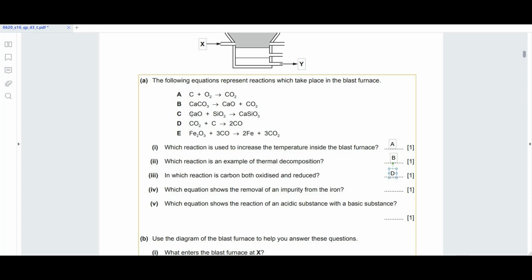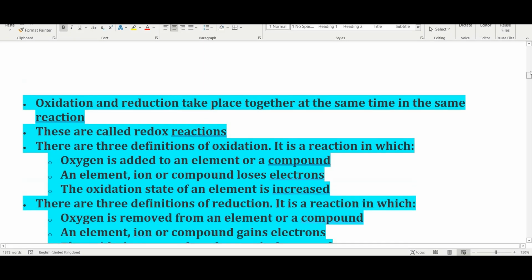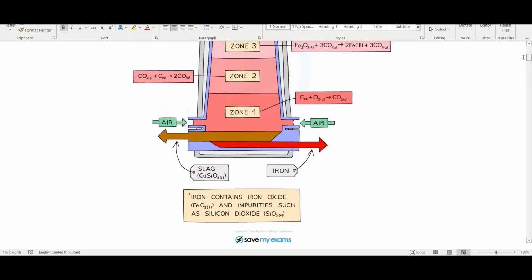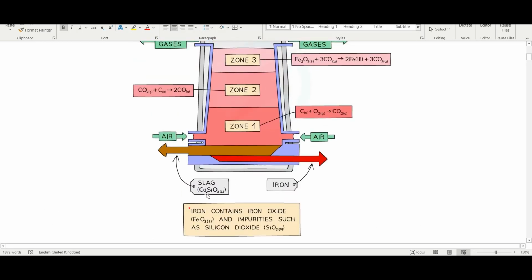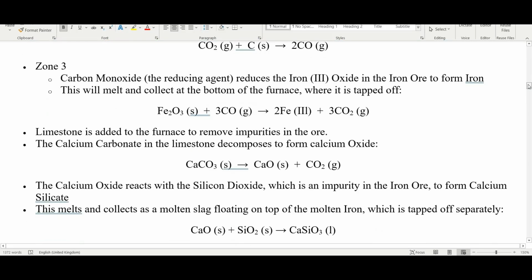The answer for this question is reaction C, which is the production of calcium silicate, the molten slag, which is formed by the reaction between calcium oxide and silicon oxide. Now I'll tell you why this happens. In this diagram you can see the calcium silicate has been collected as a molten slag at the bottom above the molten iron, and they are tapped off separately. So what happens here? It is this reaction, right?